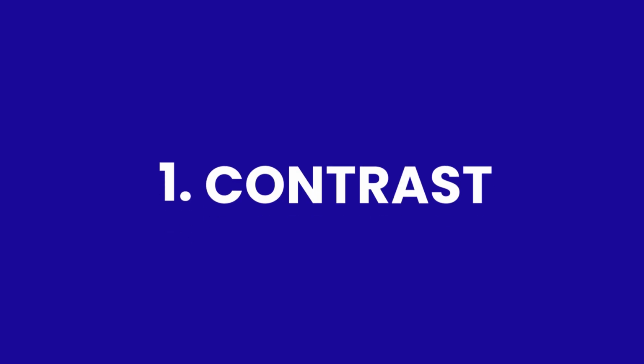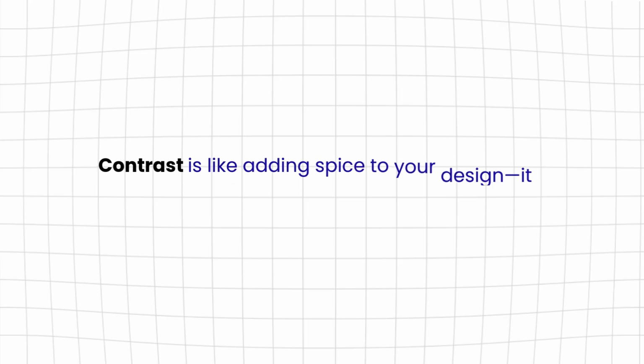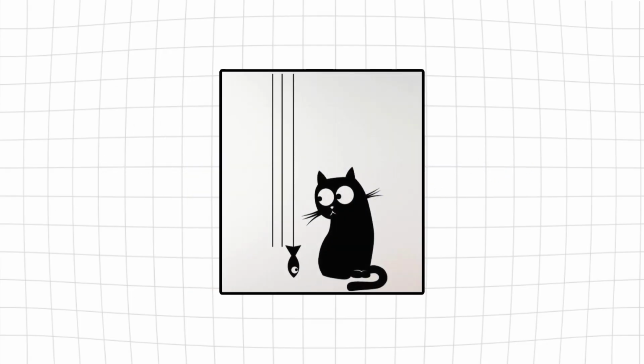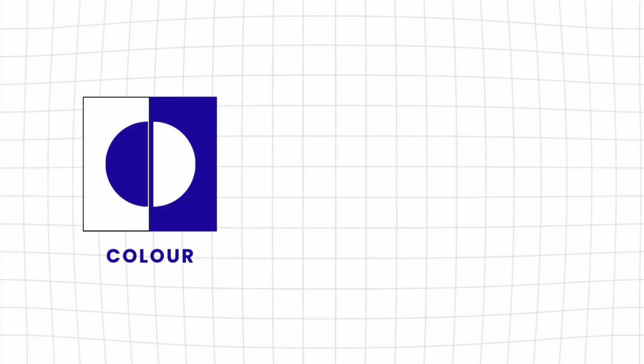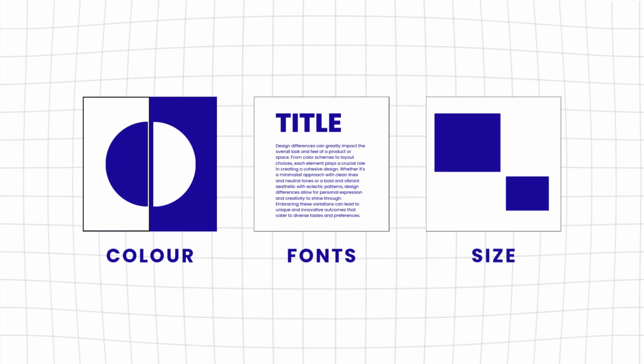The first one is contrast. Contrast is like adding spice to your design. It makes elements stand out. Think of a black cat against a white background. It grabs your attention, right? Using contrast in colors, fonts, or sizes helps create visual interest and hierarchy in your design.